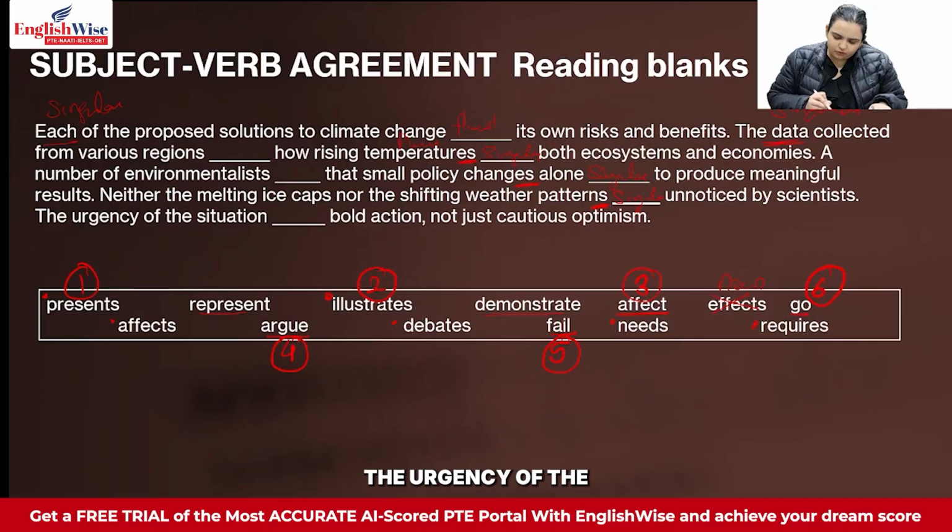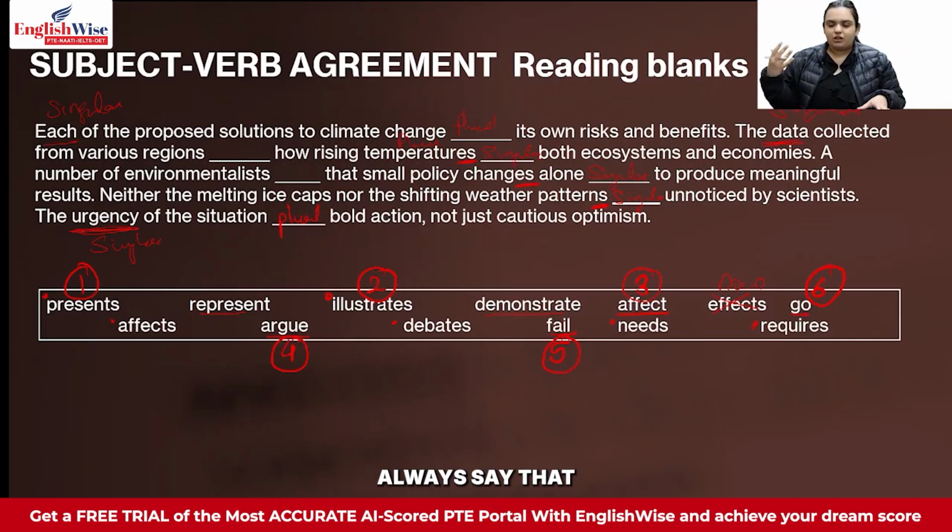The urgency of the situation — bold action, not just cautious optimism. When I'm talking about urgency, this is singular and this needs to be plural in that case. So again, the plural nouns that I'm left with, the only one that suits here is either needs or requires, but when I'm talking about needs and requirements, I always say that requirements is more academic, so I will go with requirements as my seventh answer.